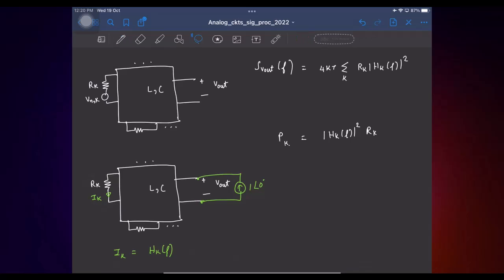So if I do summation over k of RK times mod hk of f squared, what does it give me?